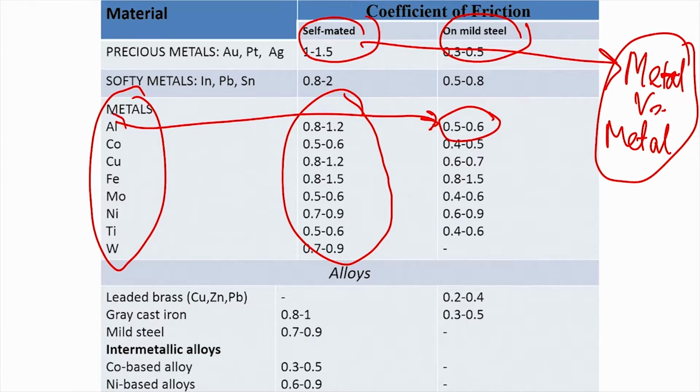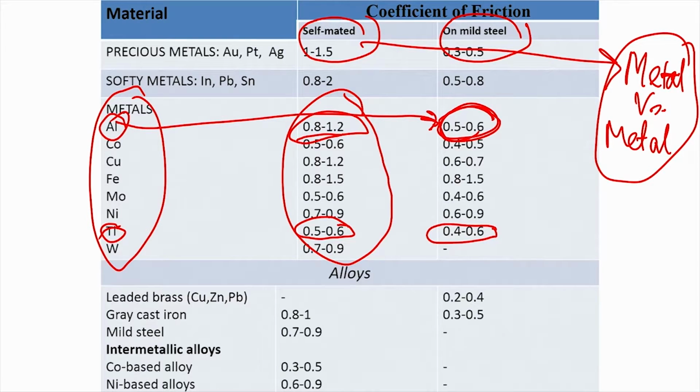For example, let us take aluminum. In the self mated condition, aluminum's coefficient of friction is 0.8 to 1.2, but on mild steel it is 0.5 to 0.6. Let us take titanium. I am telling why aluminum, why titanium, because these are alloys mostly used in various engineering applications from aerospace, defense and so on. Self mated titanium is 0.5 to 0.6, whereas on mild steel it can be a little lower, it can go to 0.4.